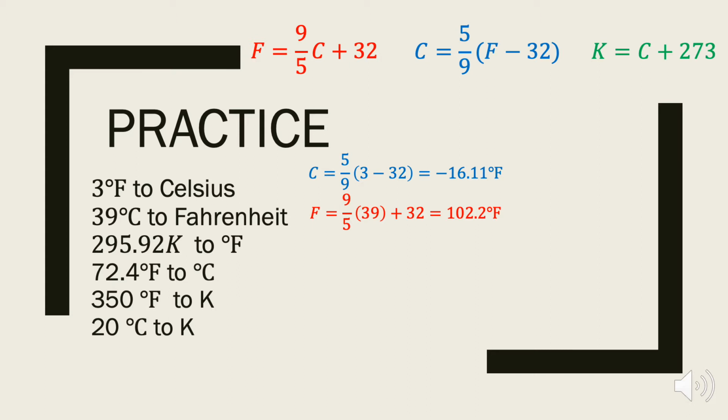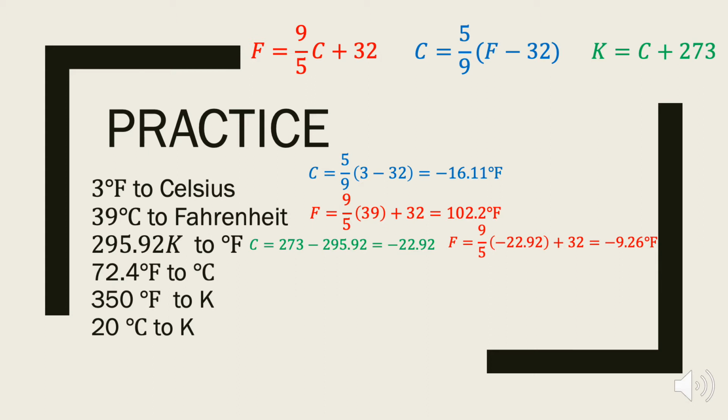Remember I told you that the Fahrenheit temperature will always be a little bit higher. Now, the third one says to go from Kelvin to Fahrenheit. 295.92 Kelvin to Fahrenheit. This one is a two-step question because I have to go from Kelvin to Celsius and then Celsius to Fahrenheit. To go from Kelvin to Celsius, I subtract 273 from that temperature. And then I'll be in Celsius. And then to go to Fahrenheit, I'm going to use the red equation. And I get that 295.92 Kelvin is equal to negative 9.26 degrees Fahrenheit.